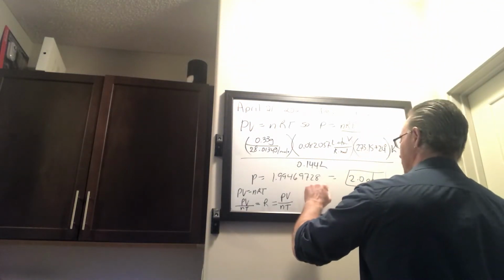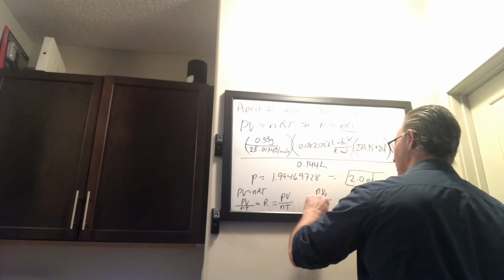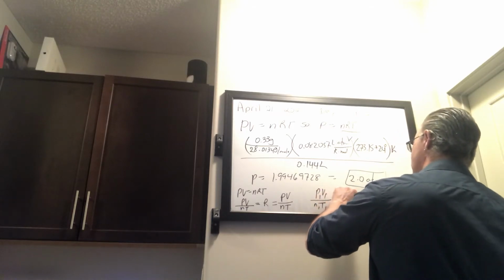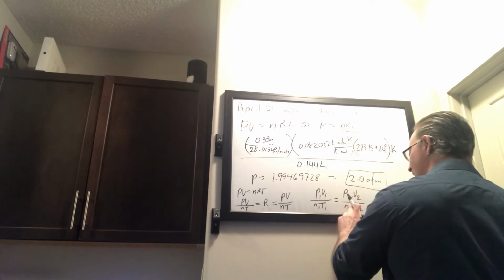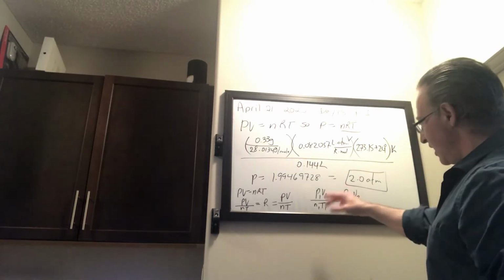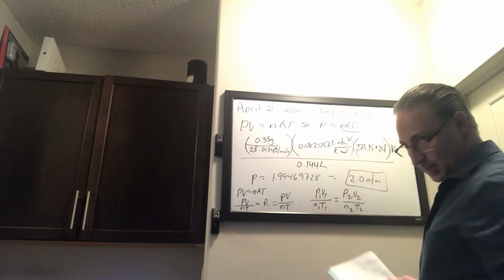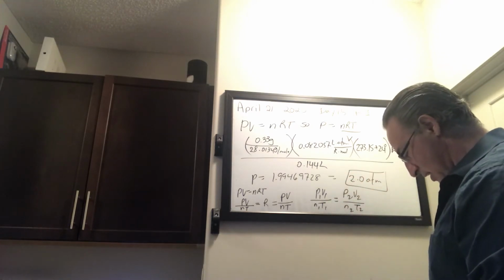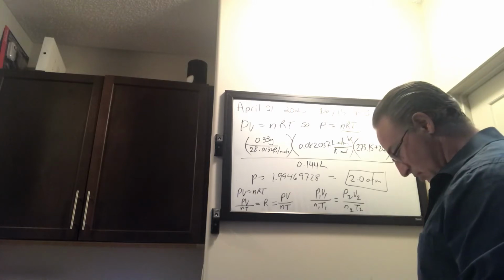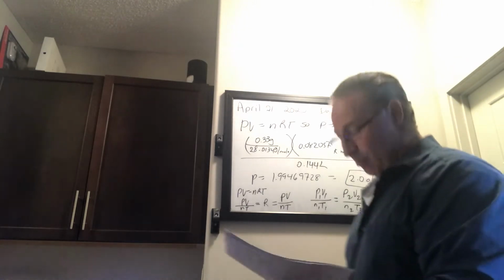And it looks like this. P1V1 over n1T1 is equal to P2V2 over n2T2. And if anything in that equation stays the same before and after, you just cross it out, because mathematically you have the same number. You can just cross out numbers that are the same without affecting the value of the equation. Let's look at a problem where that kind of equation comes in handy.